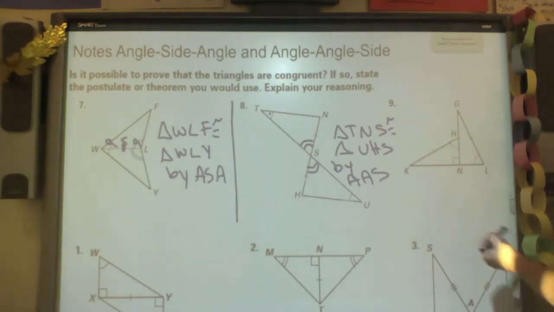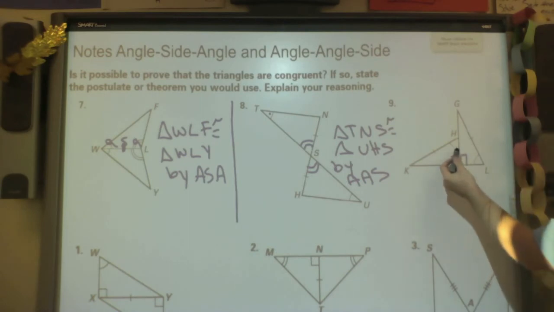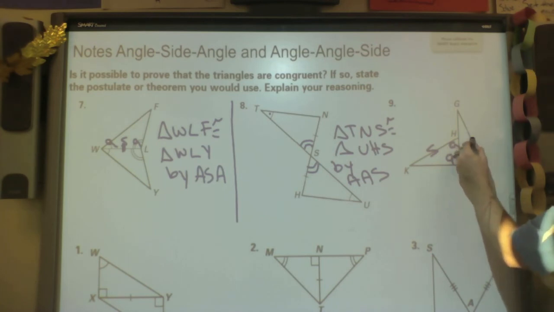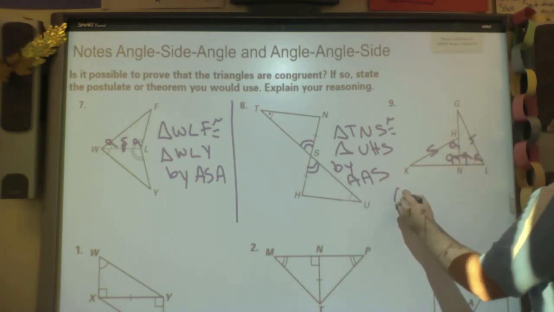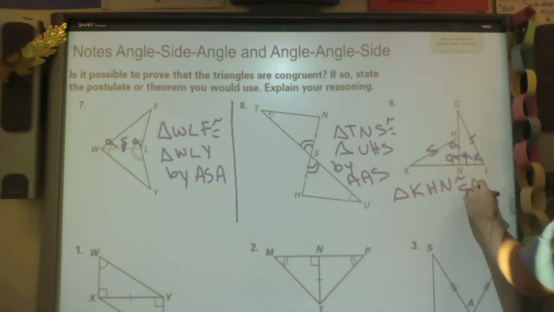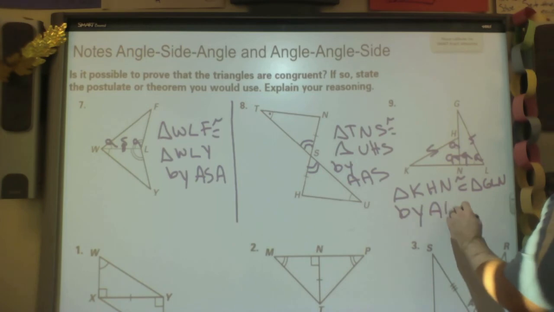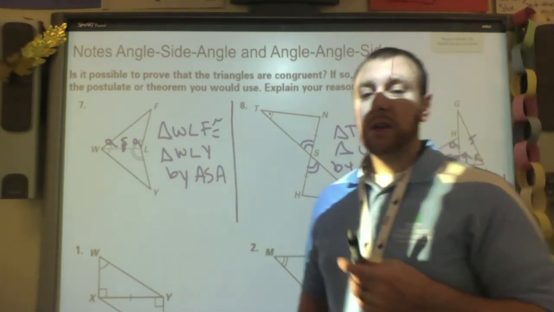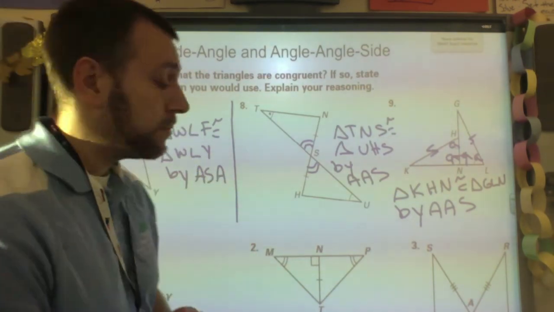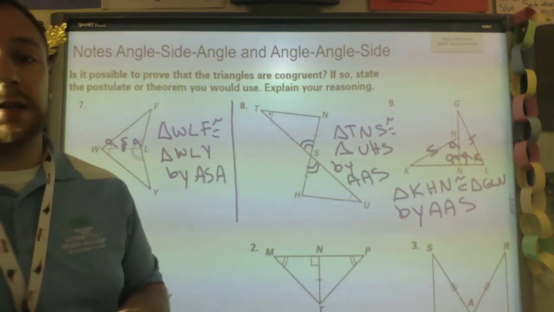For this one, again, if I know 90, I know this is 90. Okay, so I have an angle, and a side. Angle, angle, and a side. So I know triangle KHN is congruent to triangle GLN by angle, angle, side. So make sure you label the diagram of what you know and mark any shared sides. Please try these next three and then check with me and check answers.